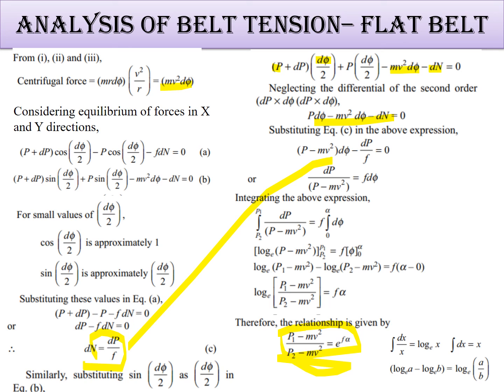These are the terms which we used for the derivation, that is integration of dx upon x is equal to log to the base e of x, and integration of dx is equal to x, and log e of a minus log e of b is equal to log e of a upon b. These terms which we have used, and based on that we get this formula.